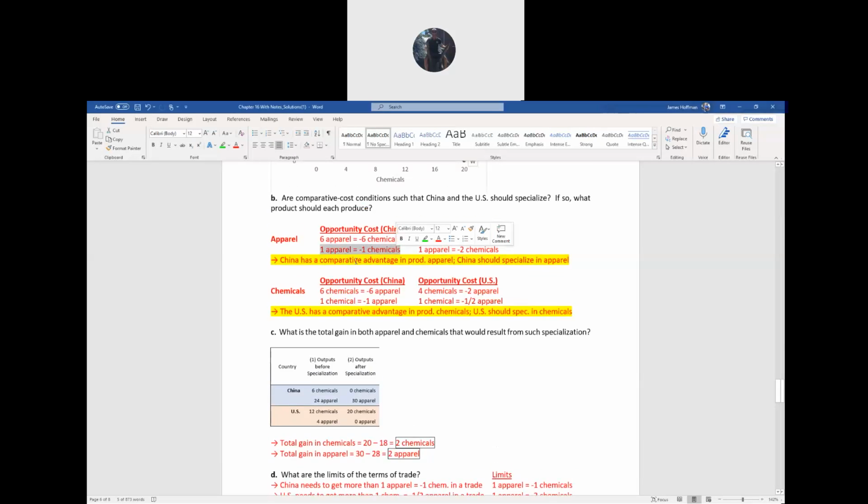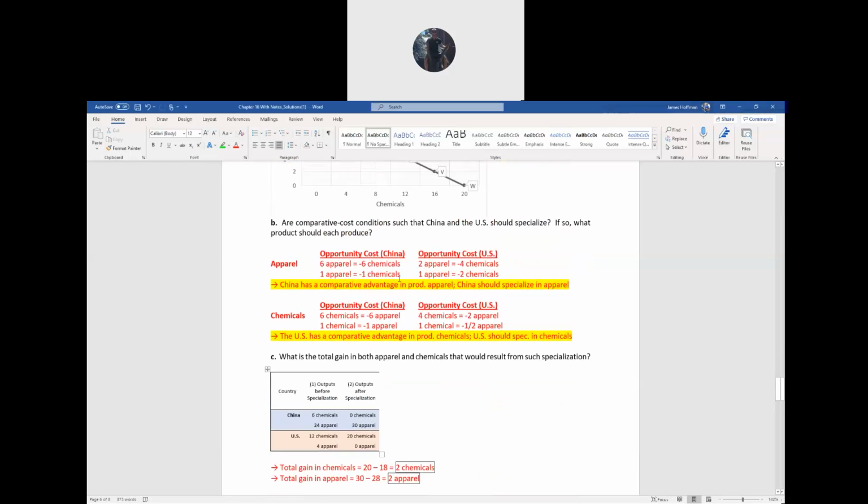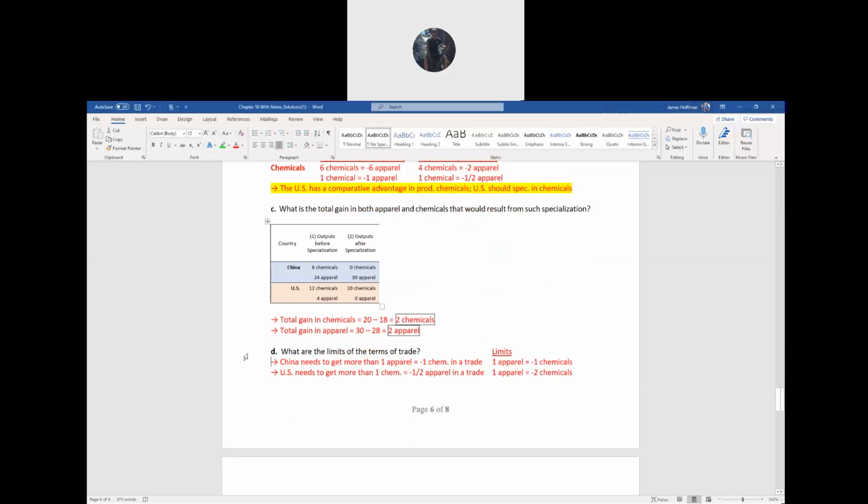1 apparel equals 1 chemical. Okay, so put that there. And the US is going to specialize in chemicals. Okay, so put the initial opportunity cost for chemicals for the US, which is 1 chemical equals 1/4 apparel. Okay, so we know that in terms of the initial domestic opportunity cost, China needs to get more than 1 apparel equals 1 chemical in a trade, and the US needs to get more than 1 chemical equals 1/2 apparel in a trade.